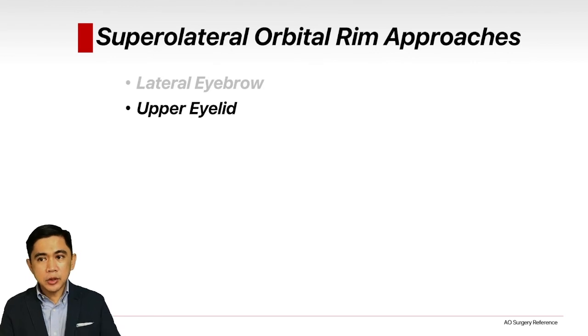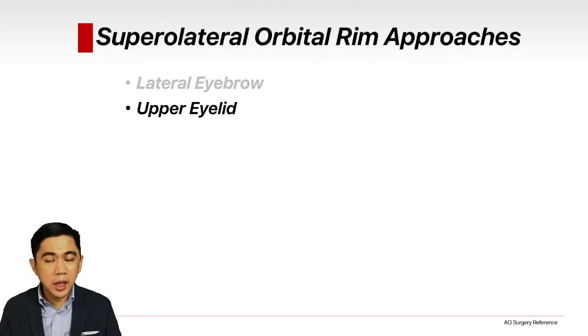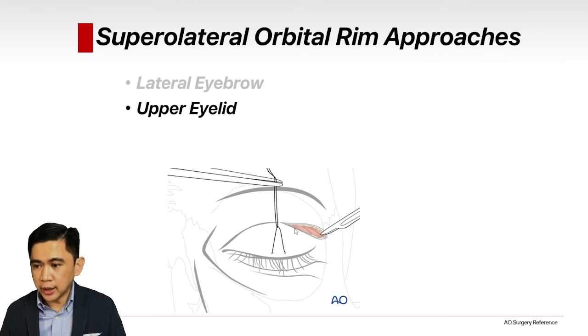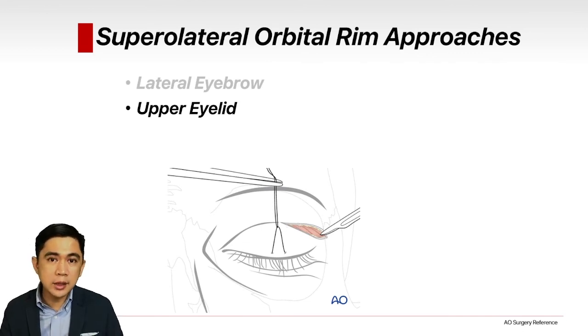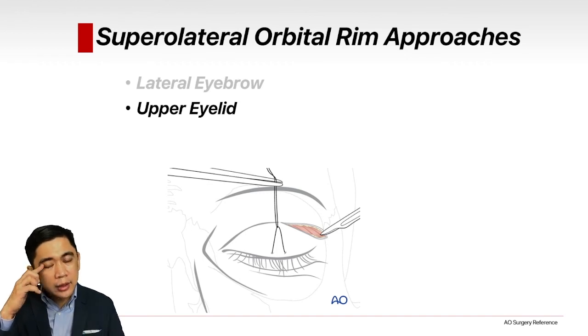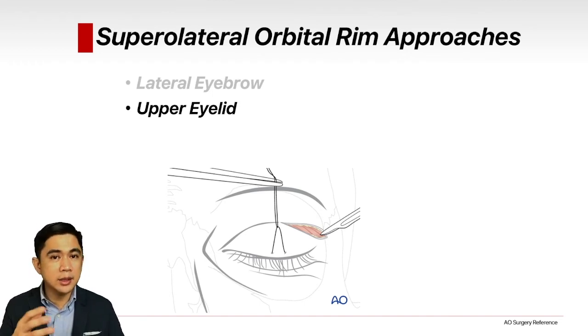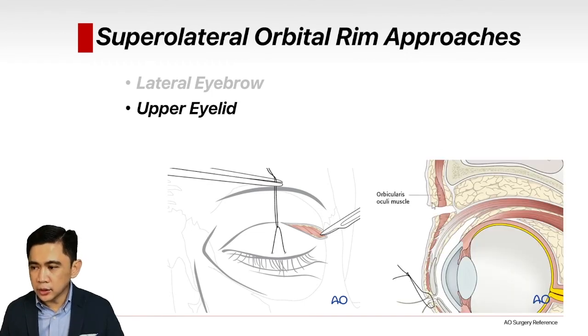The second approach to the superolateral orbital rim is the upper eyelid approach, or the upper blepharoplasty approach, which accesses the rim through the lateral half of the upper eyelid. So this is the upper eyelid, this is the lateral half, along the supratarsal skin crease. However, this may not be suitable to East Asians. For those East Asian patients who don't have that eyelid crease, the lateral eyebrow approach may be more suitable. The skin here is thin, which is good because the post-op scar is aesthetically acceptable. So here is a cross-sectional view. Here is a photo showing the layers that you have to traverse before you reach the periosteum.